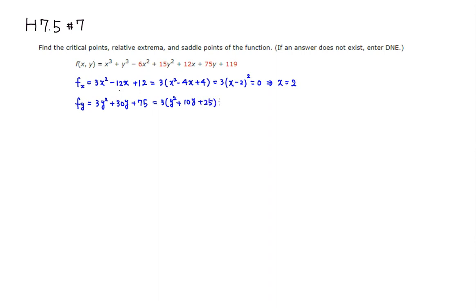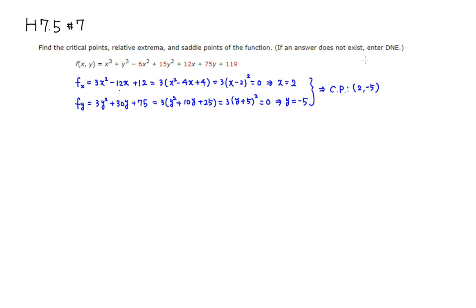Then we can complete the square again. So this is 3 times the quantity y plus 5 squared. We set that equal to 0. That will give us y equals negative 5. All right, so from here, we have a critical point. The critical point is 2 comma negative 5.